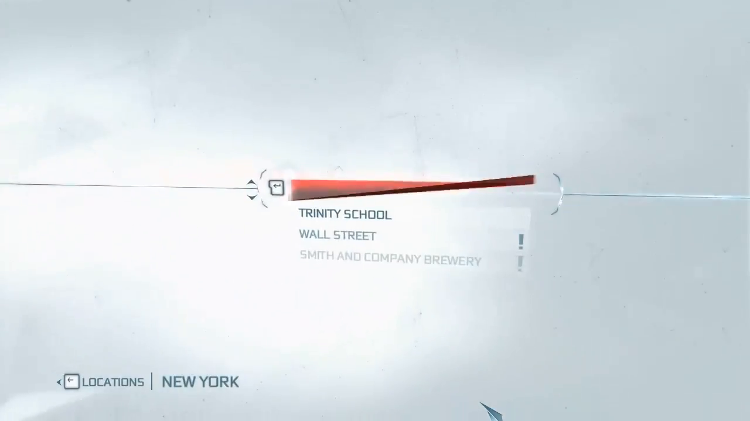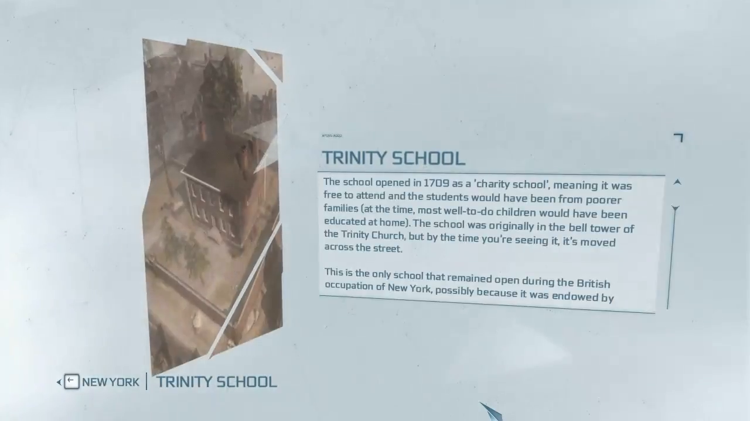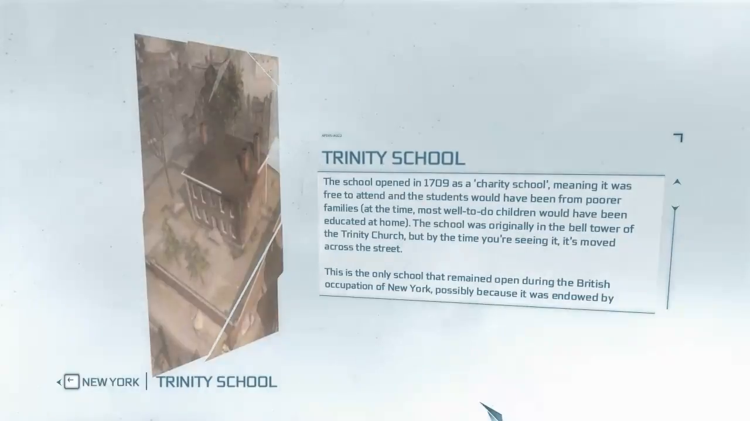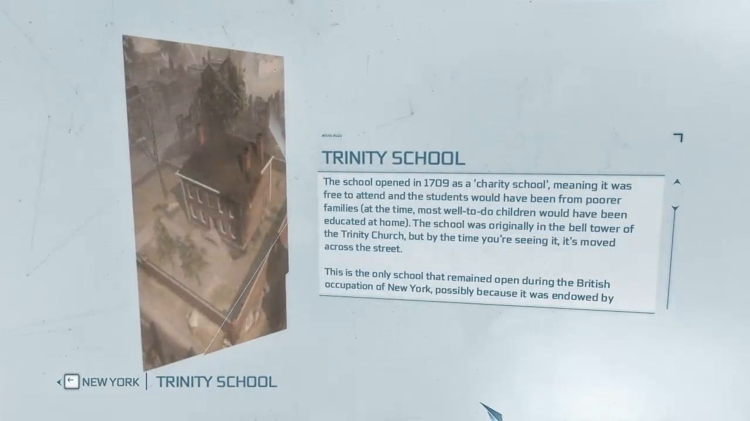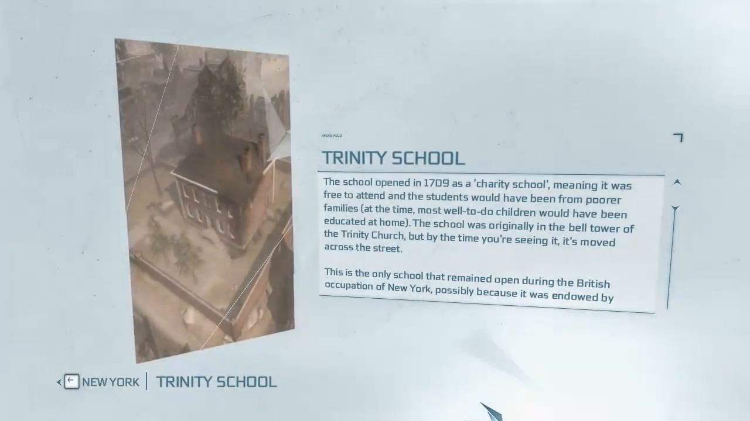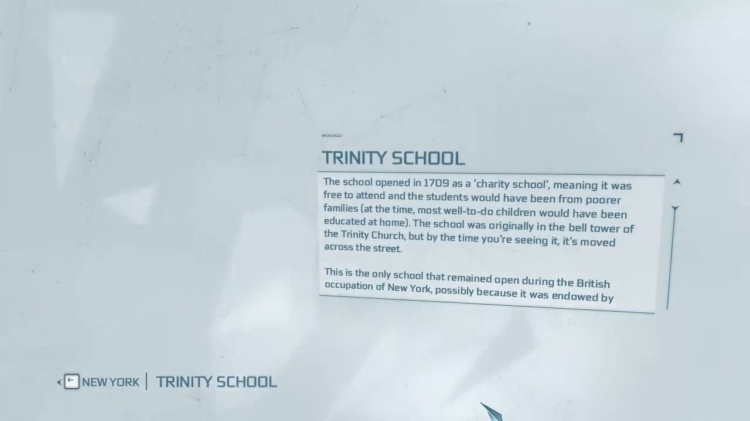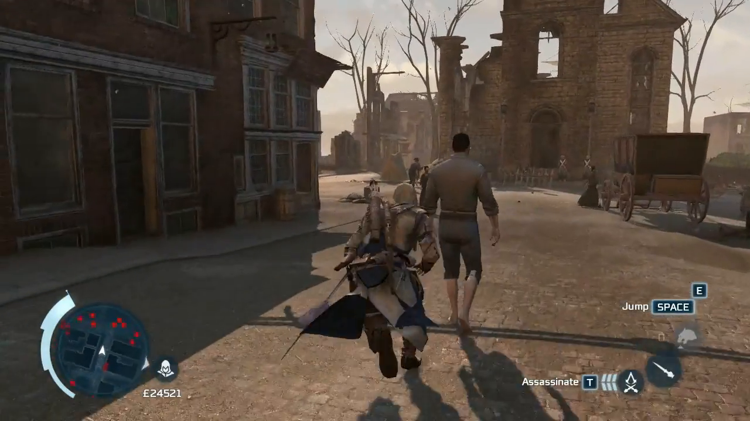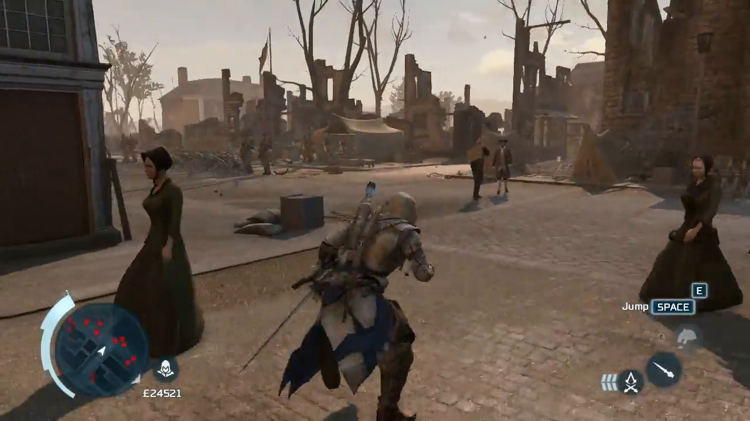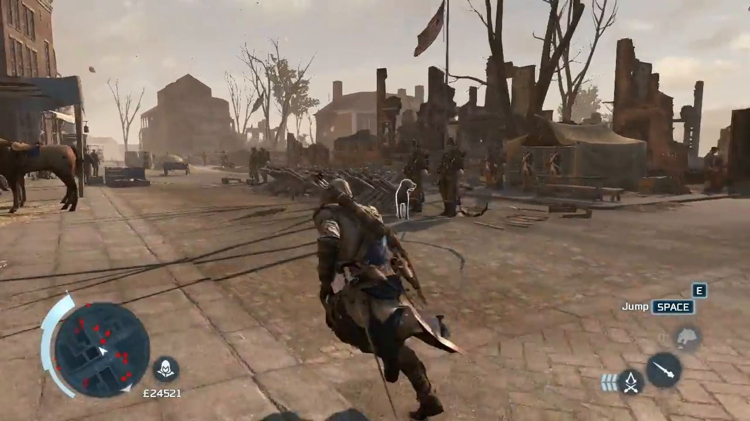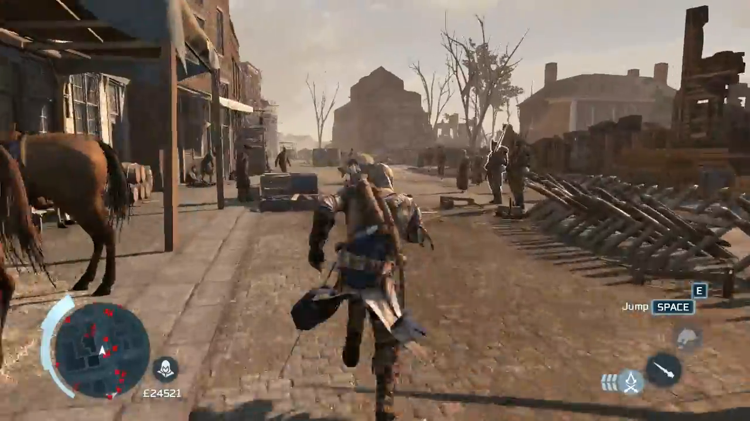Location, New York. Trinity School. Looks like that. There is a brick wall around it. That might help us find it. Oh, is that it? I think that's it then. Back there. Alright, found it.